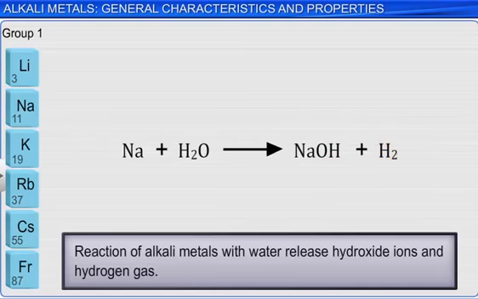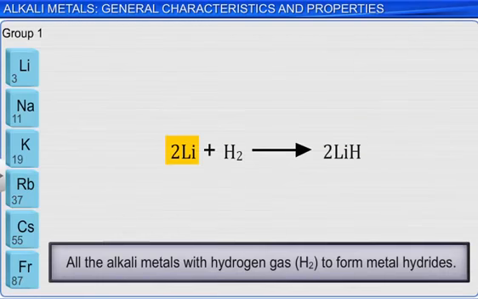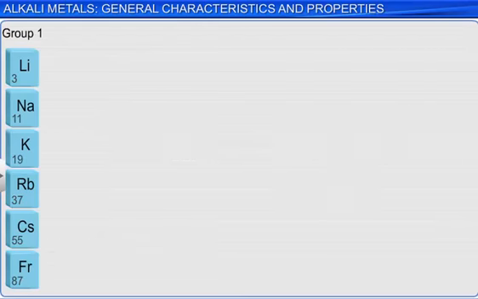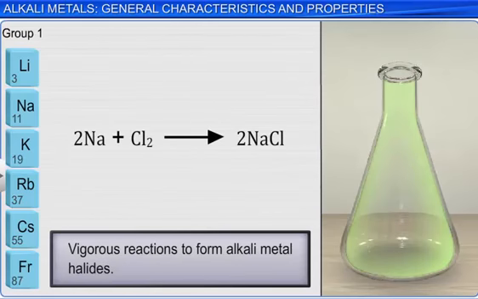The alkali metals all react with hydrogen. These reactions produce metal hydrides, which are ionic solids with high melting points. The alkali metals react very vigorously with the halogens. One classic example shown in the photo is the formation of table salt, or sodium chloride, from sodium metal and chlorine gas.